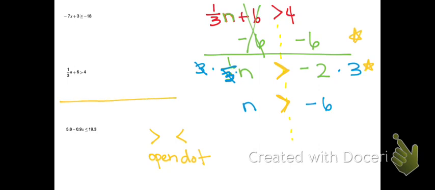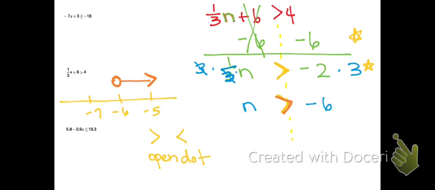So if I were to graph this and just put -6, -7, -5, then I would put an open dot at -6 because it's not equal to -6, but it's equal to everything greater than. And notice again, my arrowhead is the same. So I want you to try the third one here on your own.